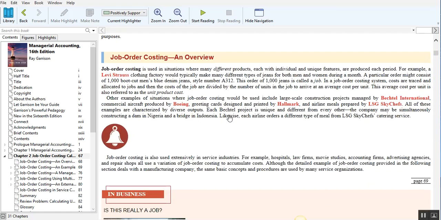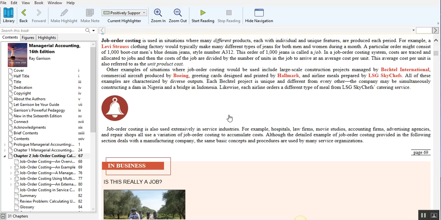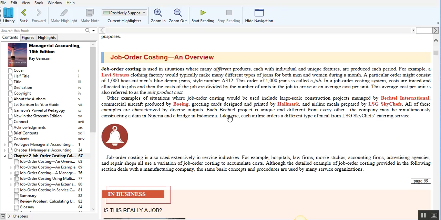So job order costing is really a way of assigning product costs in a company where you're either manufacturing or providing different kinds of services or different kinds of products, and you can track them individually. So examples of job order costing they have here with Boeing. They have construction projects managed by Bechtel, and so on.